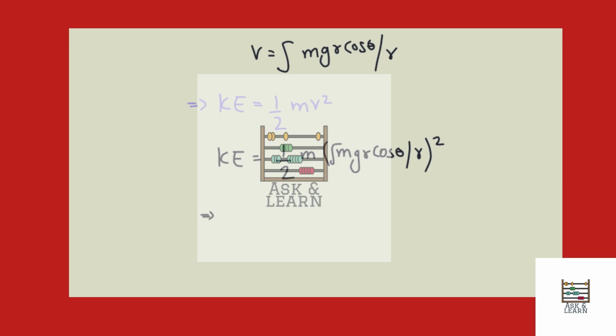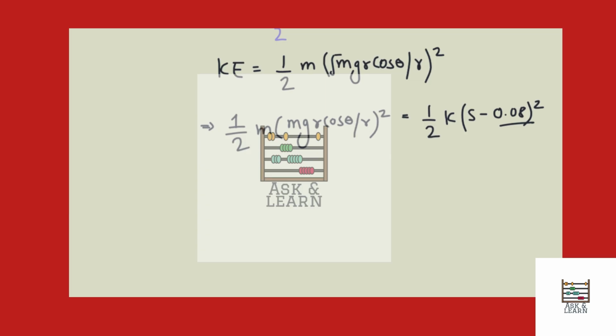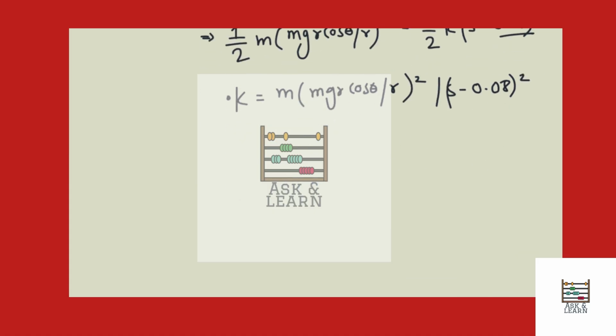We can set the two equations, that is half mgr cos theta by r squared is equal to half into k into (s minus 0.08) squared, which is the compressed length. Now, from here, the spring constant k comes out to be mgr cos theta upon r squared upon (s minus 0.08) squared. And from here, we can substitute the known values into the equation to solve for k.